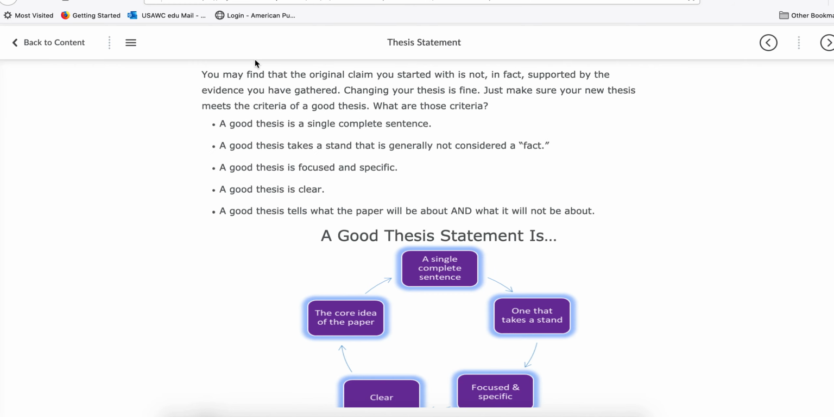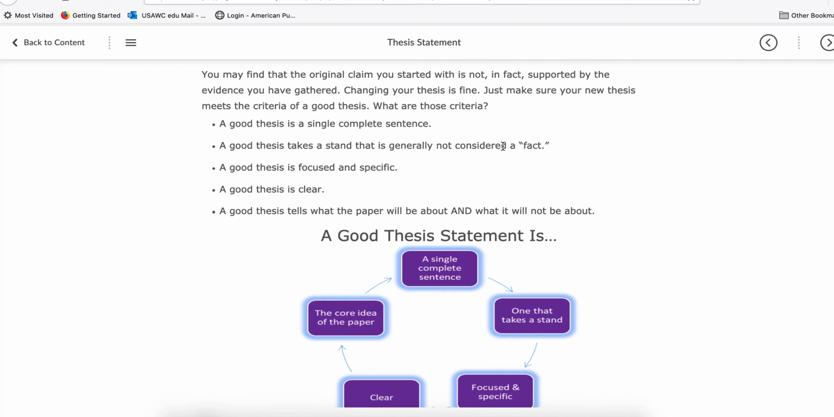So let's look at these components of a good thesis statement. It's a single complete sentence, and that's really critical. You don't want to just upload a topic. You don't want a fragment. You've got to make that thesis statement error-free, and it's always a single complete sentence.